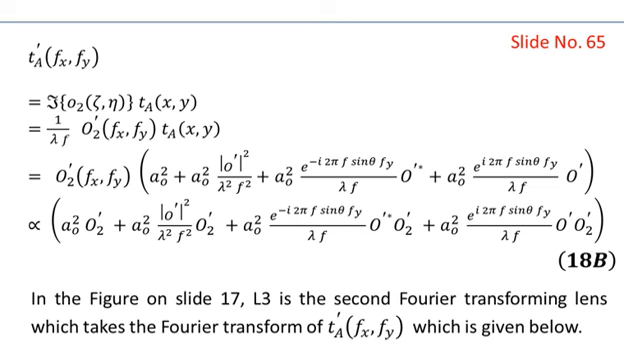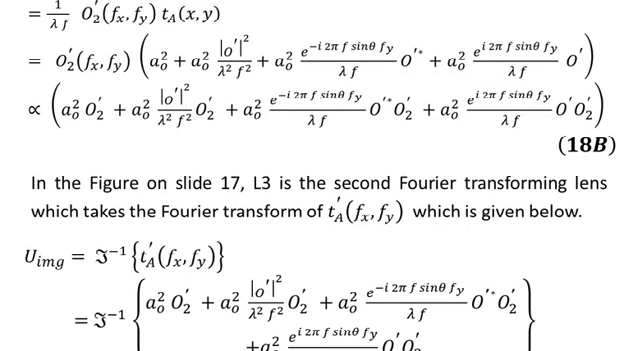And then we have written the amplitude transmittance of TA, which is given in the whole parenthesis over here in the fourth step of equation number 18b. And then in the final step of equation number 18b, we have written that this TA prime as a function of x and y is proportional to this quantity. We are not saying that it is exactly equal, but that it is proportional to the last step of equation number 18b. So you can see that it is very simple to write that we have multiplied O2 prime, and O2 prime can be seen inside this bracket.